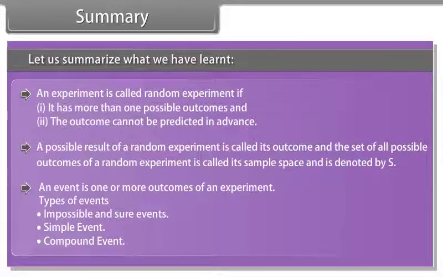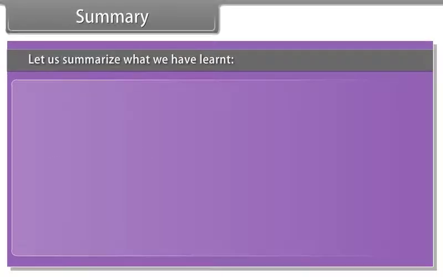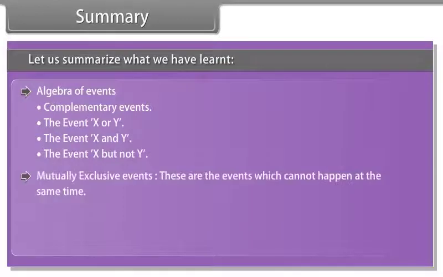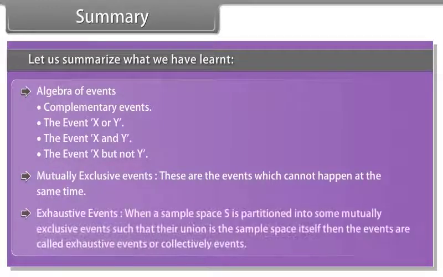Types of events. 1. Impossible and sure events. 2. Simple event. 3. Compound event. Algebra of events. 1. Complementary events. 2. The event X or Y. 3. The event X and Y. 4. The event X but not Y. Mutually exclusive events are events which cannot happen at the same time. Exhaustive events: when a sample space S is partitioned into some mutually exclusive events such that their union is the sample space itself, then the events are called exhaustive events or collectively exhaustive events.